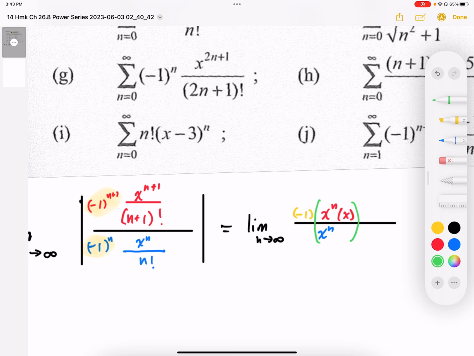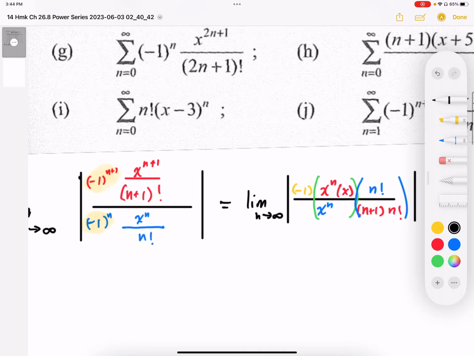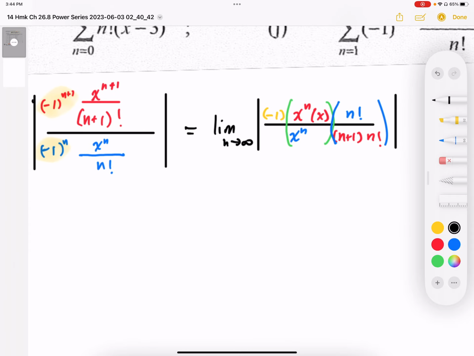And then the n factorials, I end up with n factorial, and in the denominator, I'm going to end up with (n+1) times n factorial, and then I'm going to group those as well. And put the absolute value around everything. And then I can start canceling and simplifying. So a few terms cancel out here. So we'll cancel out the x^n's. The n factorials will cancel out here.